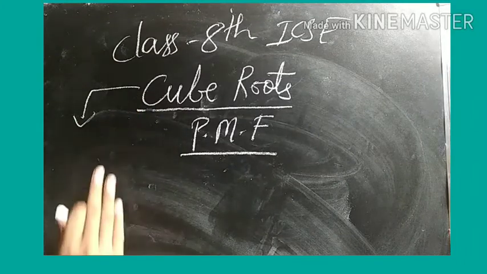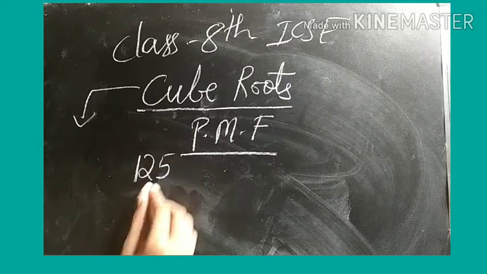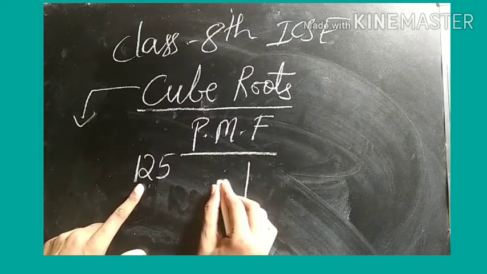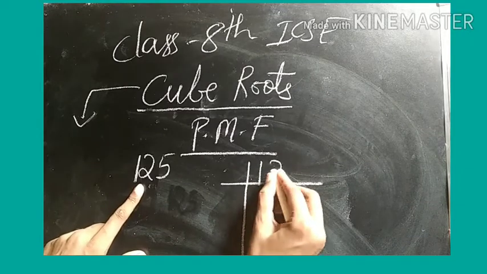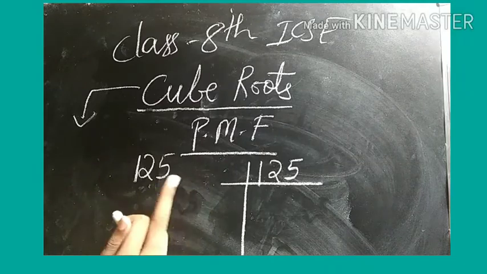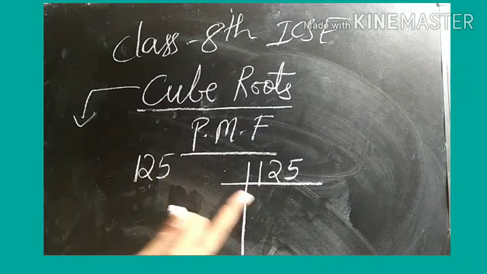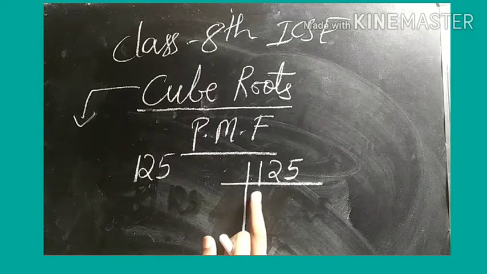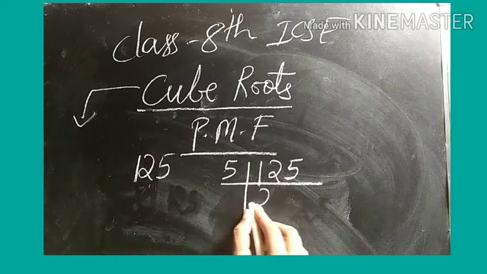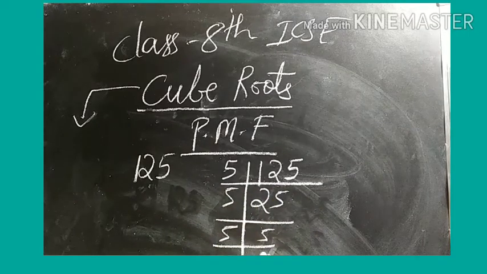Let us take one example of 125. We have to find the cube root of 125. So how are we going to find it? First of all, we place this number here. This is the method of finding the cube root by prime factorization. We find the smallest prime factor by which 125 is divisible, which will be 5 only. 25 is a 5, 5 is a 5, 1 is a.